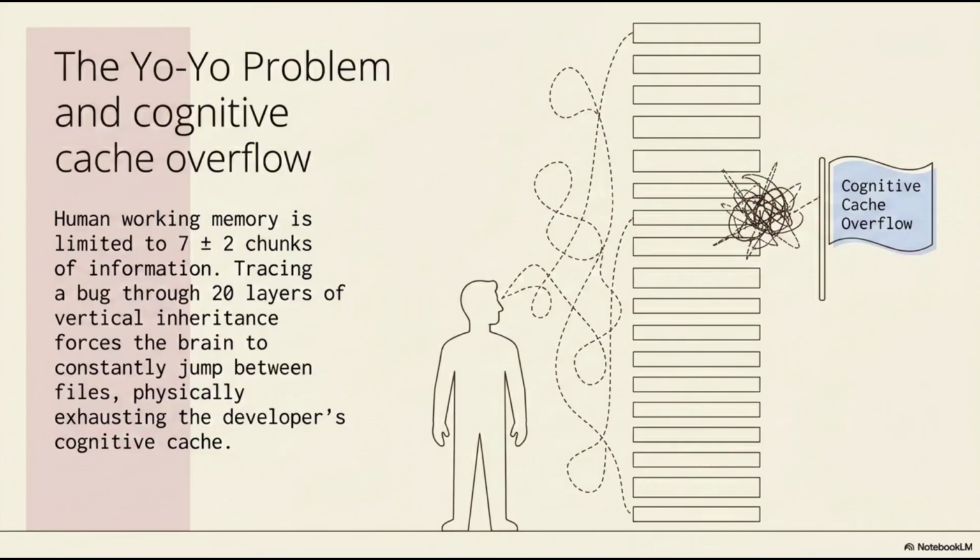This process forces the brain to constantly jump back and forth between numerous files. Each jump requires reloading context, physically exhausting a developer's cognitive cache, as visually represented here by the tangled lines leading to the cognitive cache overflow flag.